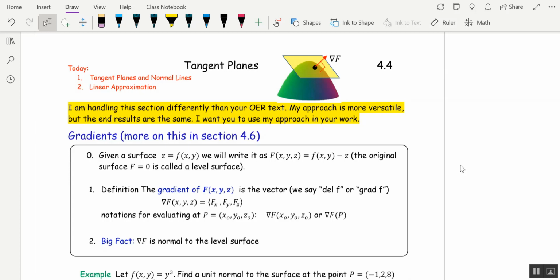Welcome to 4.4, tangent planes. We're going to start off by talking about gradients. And the first step is to write all our surfaces as level surfaces. And that's step 0 that you see here. Just move all the terms to one side.